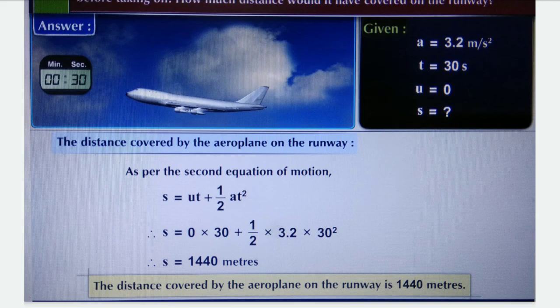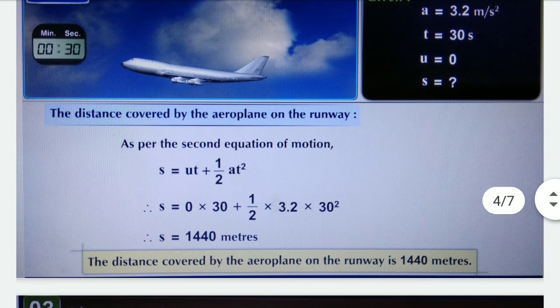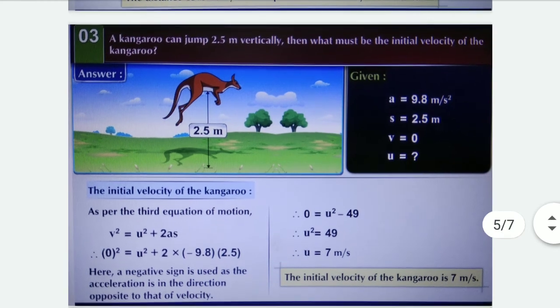s is equal to 0 into 30, it will become 0, plus 1/2 into 3.2 into 30 into 30. That is 30 divided by 2, it will become 15, and therefore it will be 3.2 into 30 into 15. Therefore, the final answer is s is equal to 1440 meters. The distance covered by the aeroplane on the runway is 1440 meters.